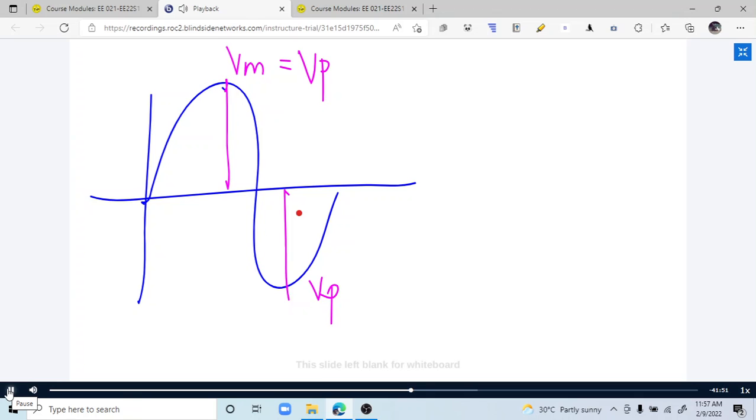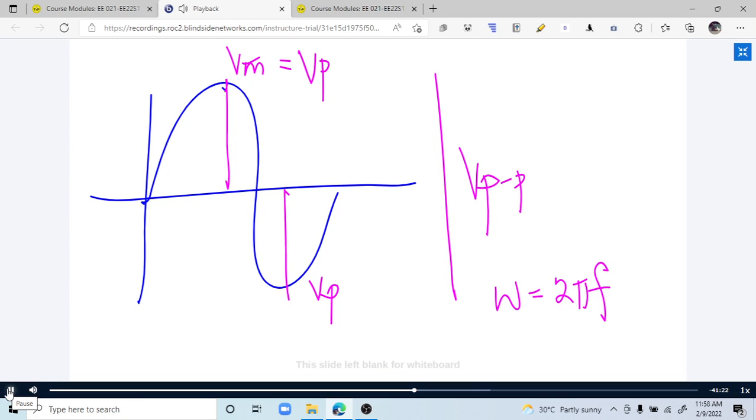So this is the maximum value, down to our minimum value. That is what we call the VP to P, or the peak to peak value. As I've said a while ago, we have what we call angular velocity, and our angular velocity is equal to 2 pi multiplied by our frequency.